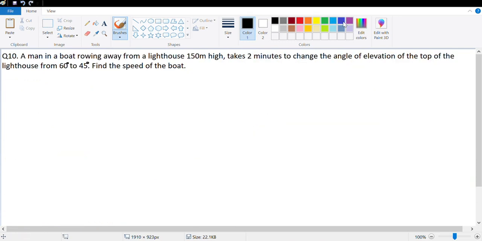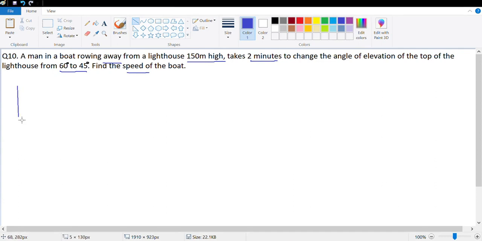A very similar question, again talks about speed and time. A man in a boat rowing away. So this time it is rowing away. The lighthouse is 150 meter high, takes 2 minutes, and the elevation changes from 60 to 45. We need to calculate the speed.